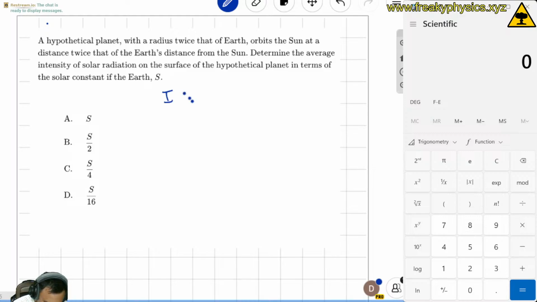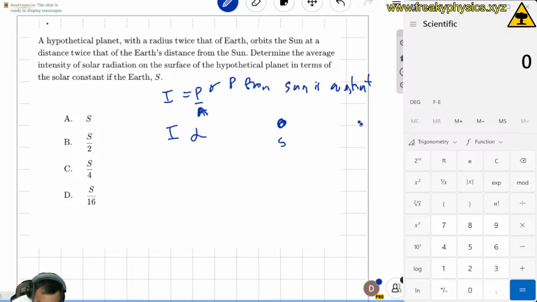Intensity is proportional to, well, let's not even do that. That's gonna be power over area, right? Let's start with that. So here's the thing: the power output is from the sun, so therefore P from the sun is constant. So what do we do here? That means the intensity is proportional to the area, and what's gonna be the area here if this were the sun and this is the planet?